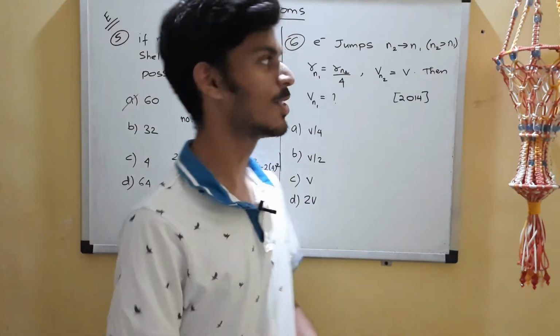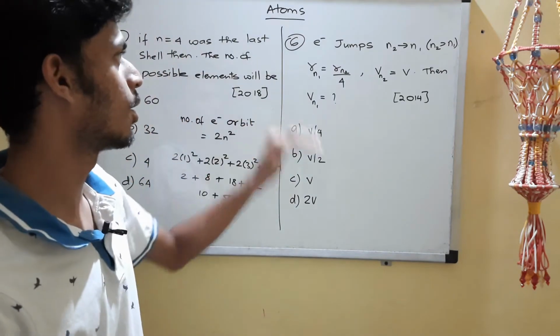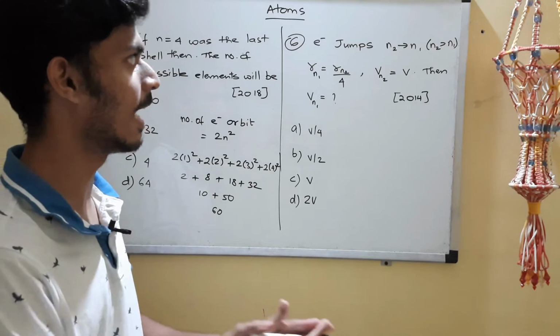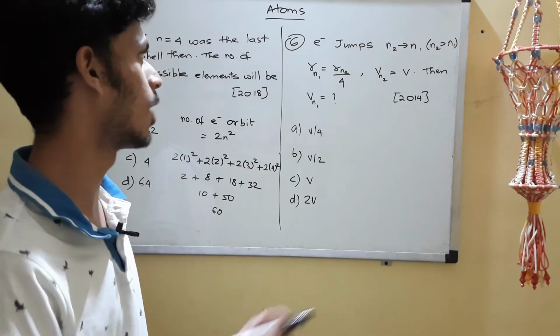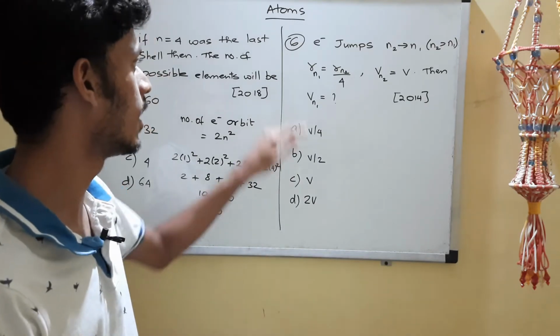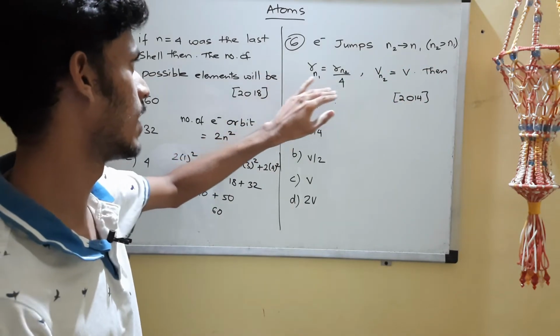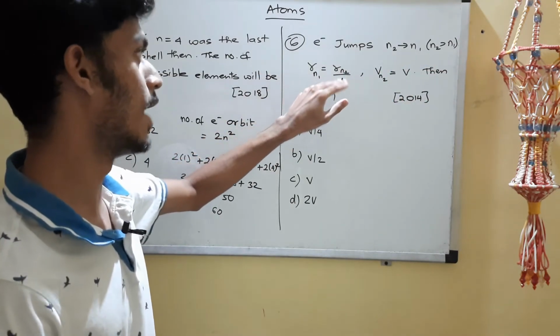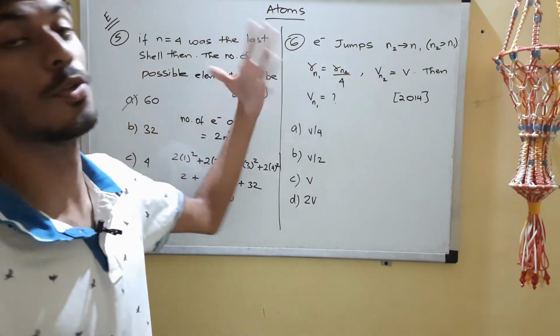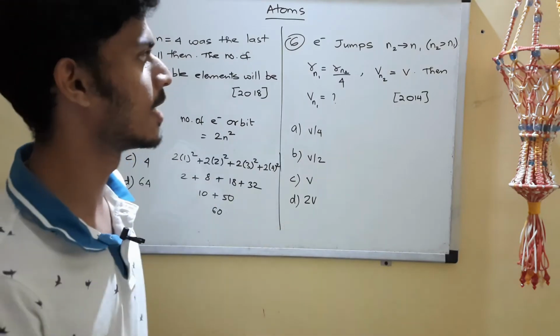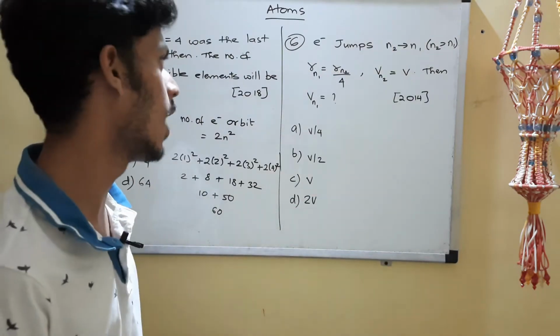Coming to question 6, you are told that an electron jumps from n2 to n1. Now n2 may be some excited state, n1 is ground state maybe. You are told that n2 is greater than n1. You can see it from here as well. So the radius of n1 is radius of n2 by 4, or radius of n2 is 4 times the radius of n1. So basically n2 has a bigger size, it's a bigger shell as compared to n1.